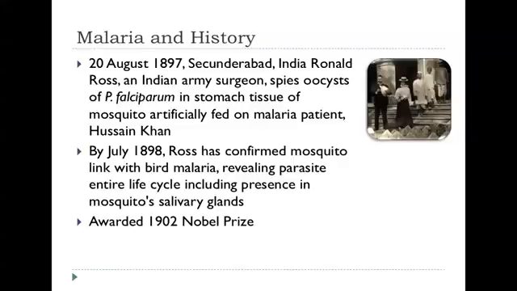Within a year, he confirmed that mosquitoes were linked to malaria in birds, and he'd actually found the entire life cycle in birds. And for his efforts, Ronald Ross was awarded the 1902 Nobel Prize in Medicine. Ross was a bit of a quirky character, though.